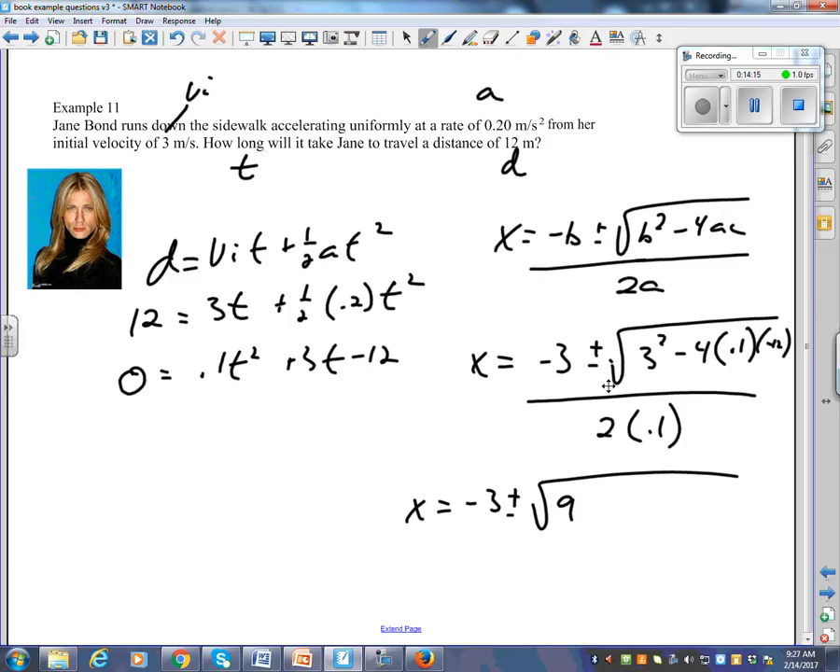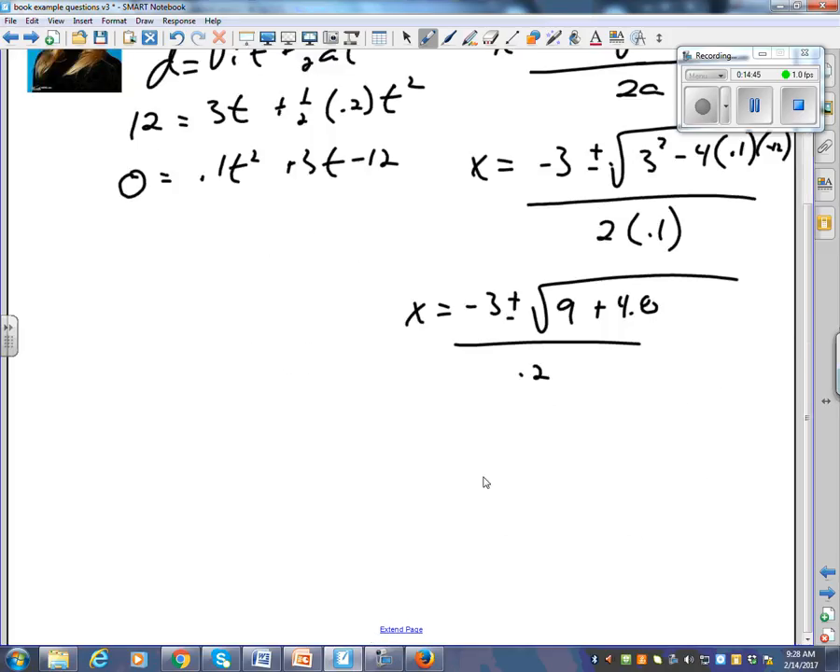So 4 times 0.1 times negative 12 is going to be negative 4.8, but it's subtract that, so it's going to be plus 4.8 all over 2 times 0.1 or 0.2. What happens if the number under here is a negative? You give up. You can't do it. There is no solution. Not in the real sense, exactly. Not in the physics sense.